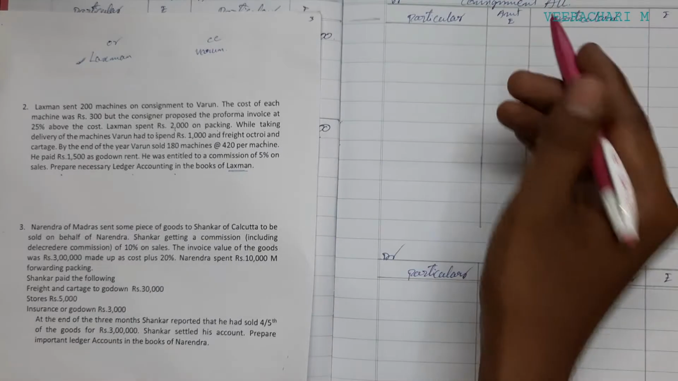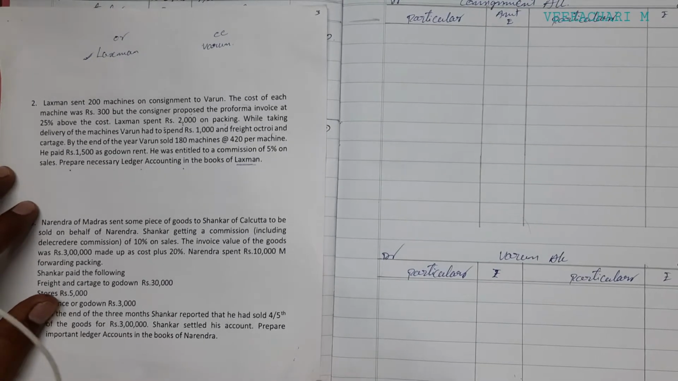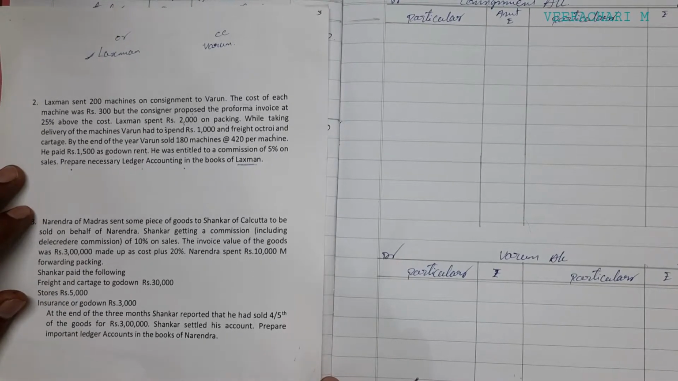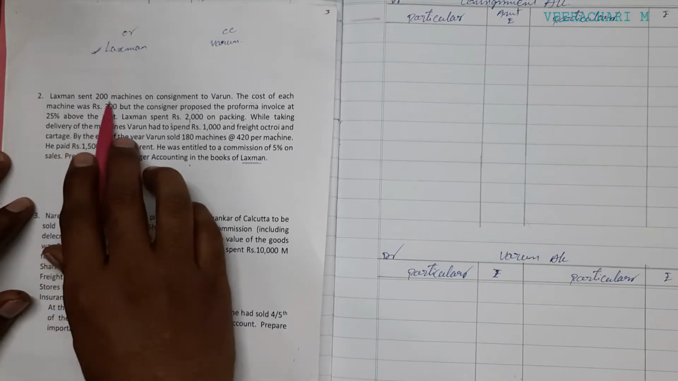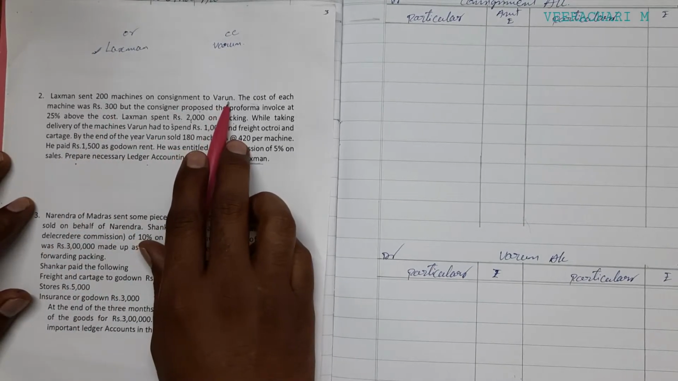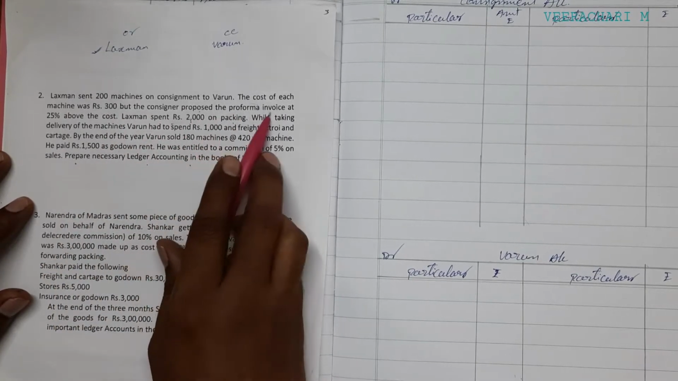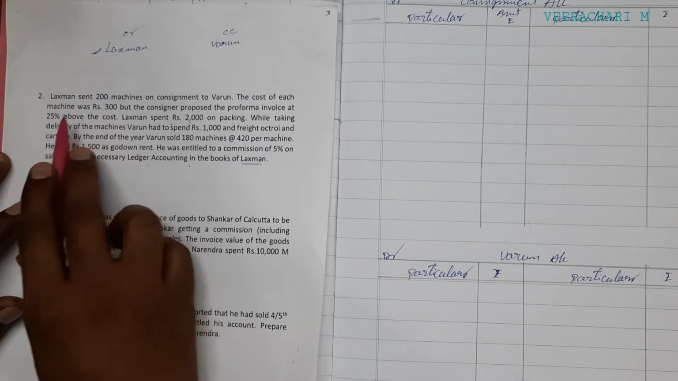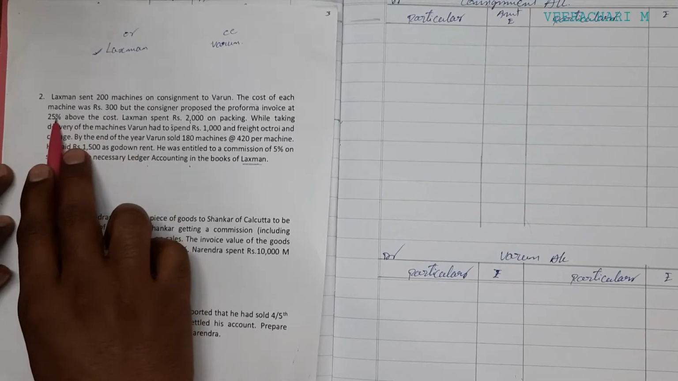First, the consignment account. We can see how to prepare the ledgers when the data is given directly, without journal entries. We are preparing ledger accounts. Lakshman sent 200 machines on consignment to Varun. The cost of each machine was 300, but the consignor proposed the pro forma invoice at 25% above cost. Cost price is 300, and 25% above cost means 25% additionally is added on 300. We can compute that.